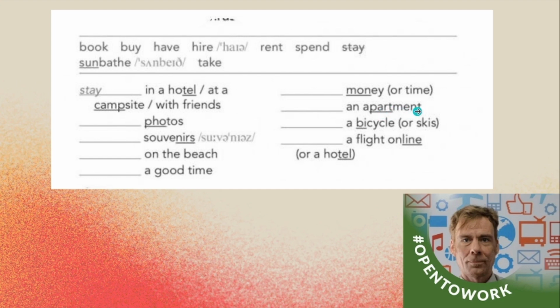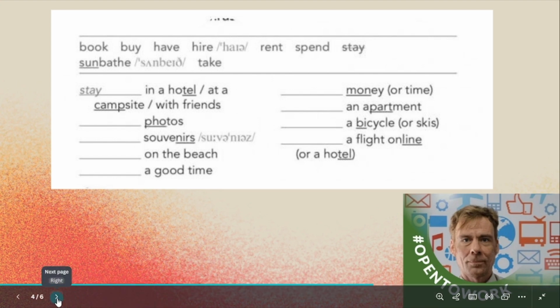An apartment. The verb for an apartment is rent. A flight online or a hotel. This is talking about making a reservation, and the verb for making reservations is book. Book a flight online or a hotel.